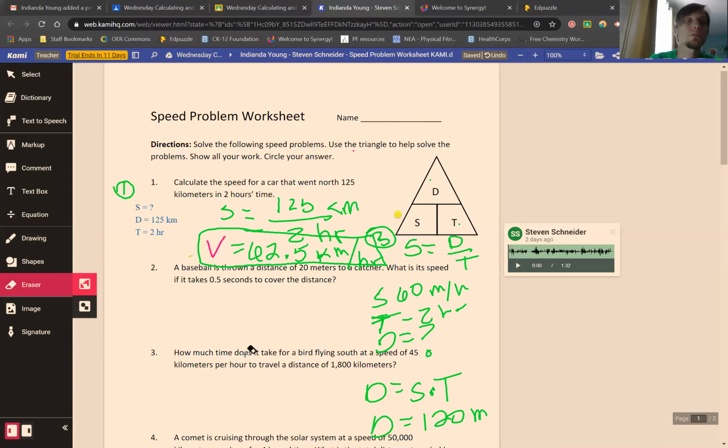I hope that helps. I just wanted to show you a little bit about rearranging the equation. I got to clear this up so a student can do their work on it.